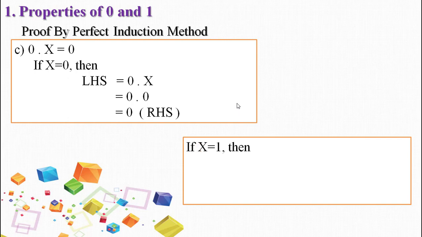Next, substitute the value of x is equal to 1. Then take the LHS and substitute the value of x into the statement. Then you will get 0 multiplied by 1. Perform the operation. As you know, 0 multiplied by anything is 0. That is nothing but the value of RHS. So why do we take x as 0 and 1 over here? Because x is a binary variable. A binary variable can take two values, either 0 or 1 at a time, not both at a time.